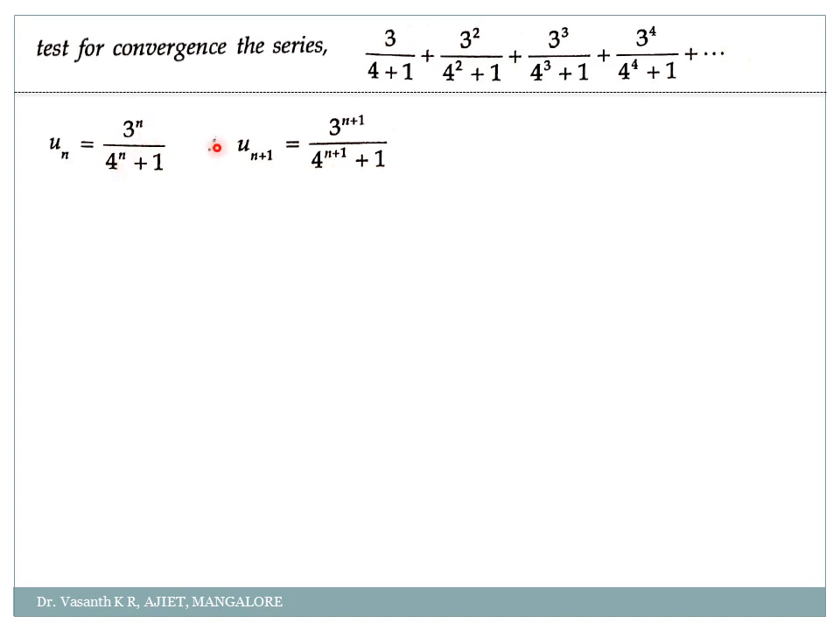Wherever n is there, just replace it by n plus 1. I have done. Now what to do? You divide u_{n+1} divided by u_n. So u_{n+1} divided by u_n. So this is my u_{n+1} into 1 by u_n. 1 by u_n is nothing but numerator, denominator you write it as numerator, and numerator you write it in the denominator. So it will be 4 power n plus 1 divided by 3 power n.